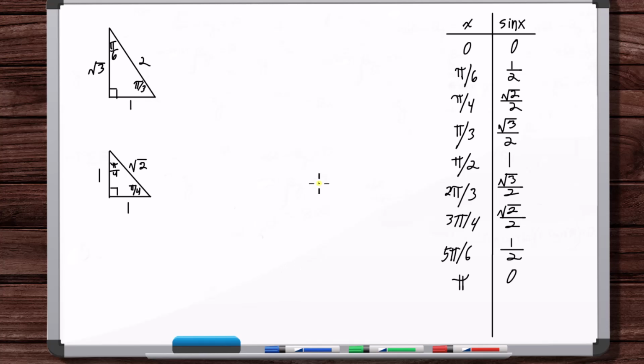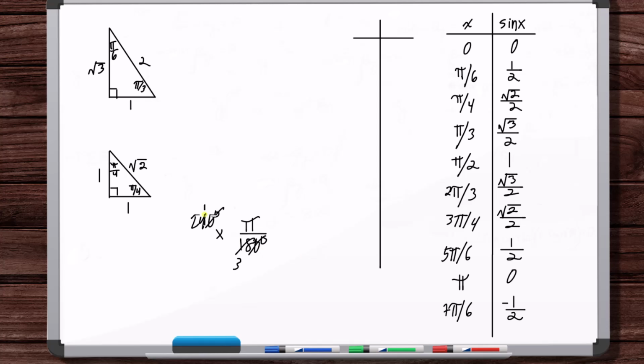Okay, 180 plus 30. Next is 210. So that's 7 pi over 6. That reference angle is 30 degrees, but we're below the x-axis, so the y-coordinate's negative, but it's the same height as the 30-degree angle is above the x-axis, so here's the 30-degree angle, so it's negative 1/2. Okay, continue over here. Next is 240.